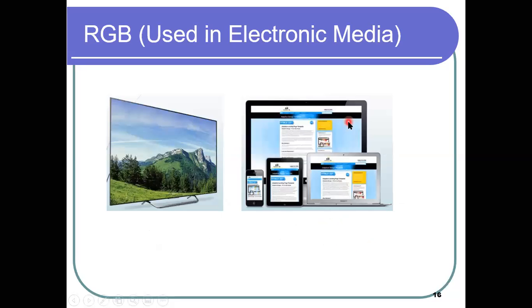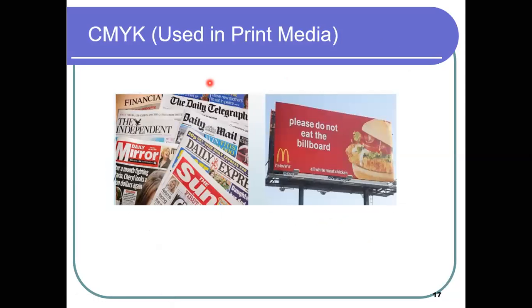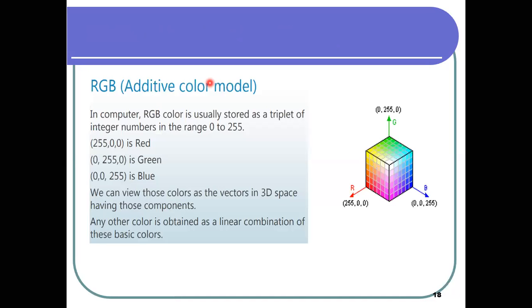So where are we actually using RGB colors? Basically, our TV, cathode ray tubes, and our tablets and mobiles are utilizing these RGB colors, in electronic media, and print media uses the CMYK model.